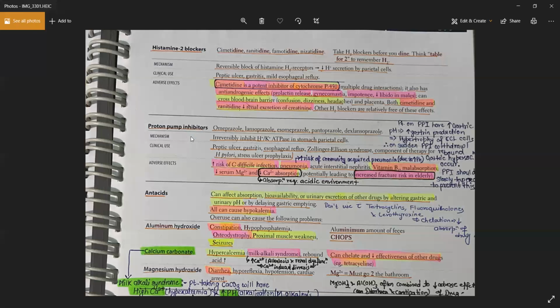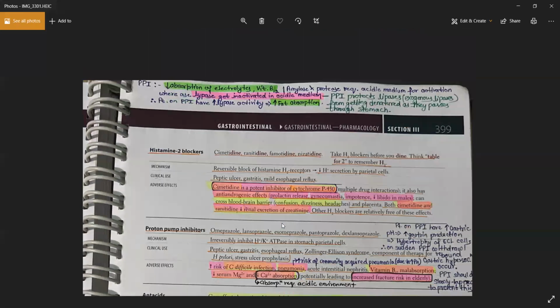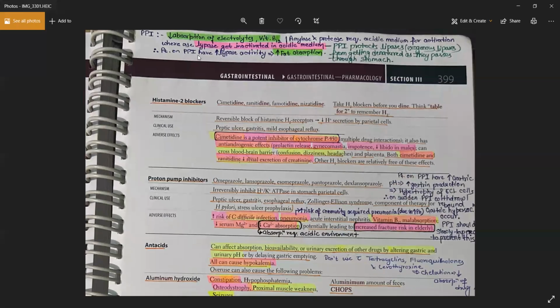And one more thing that you must remember, that the lipases get activated in the acidic medium, right? Very important. Lipases get inactivated in the acidic medium. So whenever you give the patient proton pump inhibitor therapy, you can also have the inactivation of the lipases, right? So you will have a fat malabsorption, right?